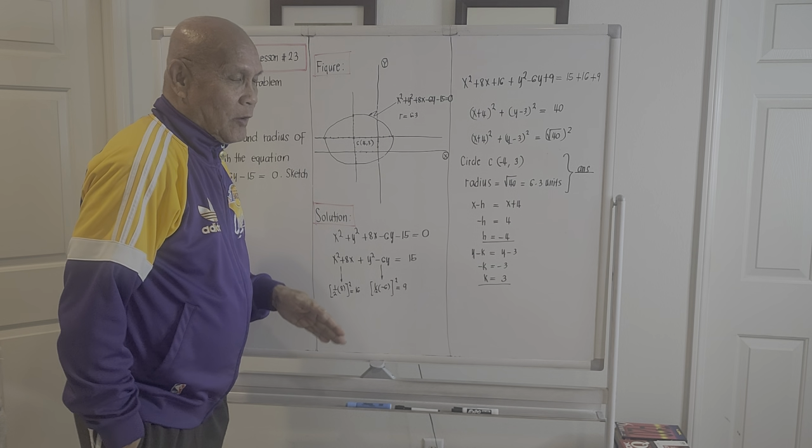I will rewrite the given equation, x squared plus y squared plus 8x minus 6y minus 15 equal to 0. For us to determine the location of the center of the circle, we must separate the x and y terms, because we are going in a direction. The direction of the solution is this one here: x minus h quantity square plus y minus k quantity square equal to r square. This is the direction of where we are going for the solution.